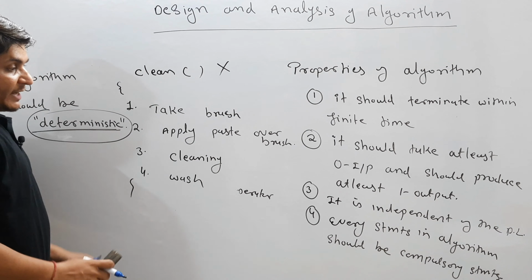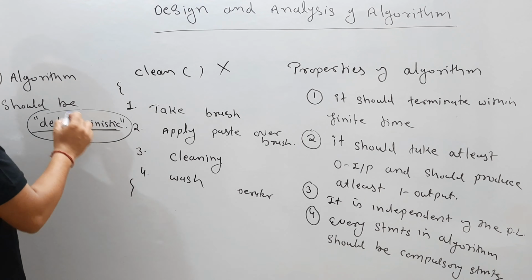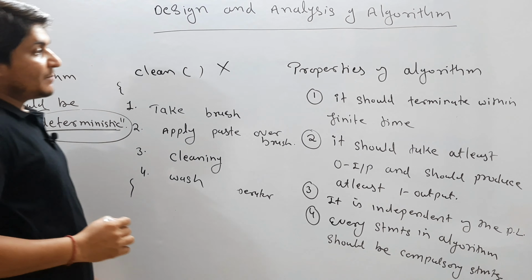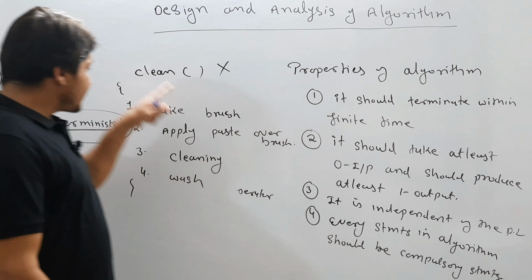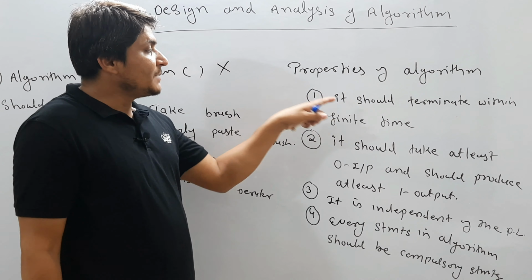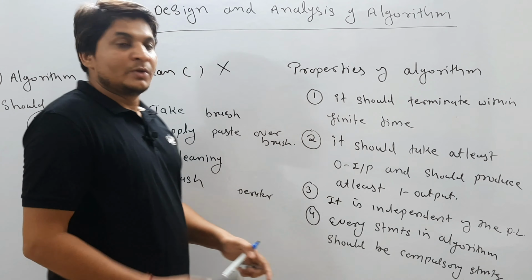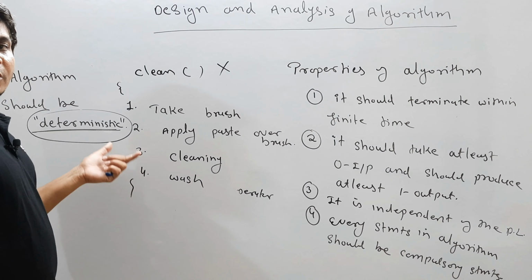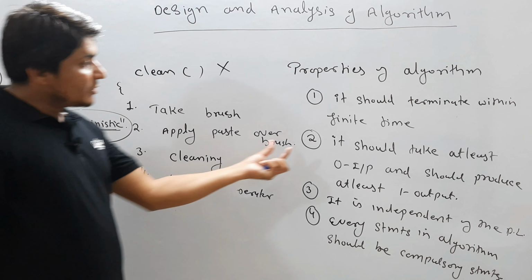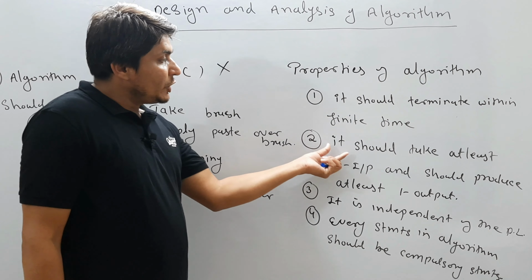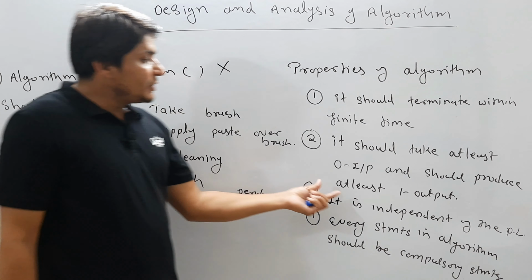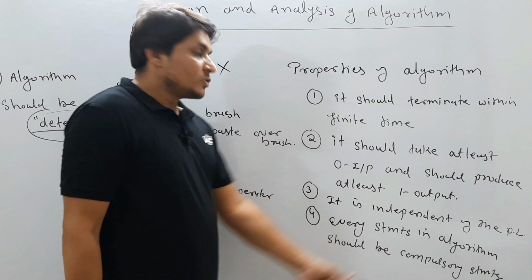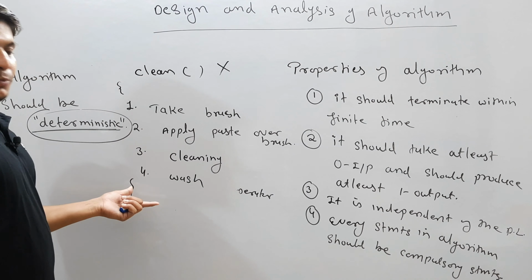Now, let me explain. If you relate this algorithm with the properties, let me start with the first property. It is simply saying it should terminate within finite time. So after 4 steps, this algorithm is going to be terminated. Now, what about the second property? It should take at least 0 inputs. So it is taking 0 input. Now it should produce at least 1 output. So obviously it is producing 1 output, correct?